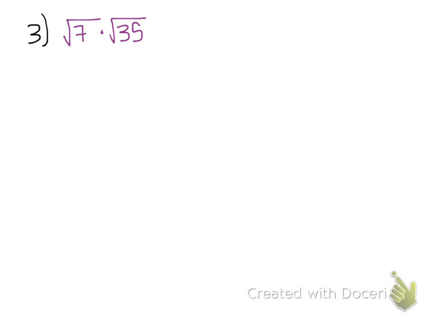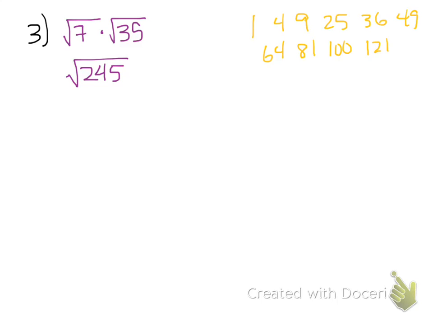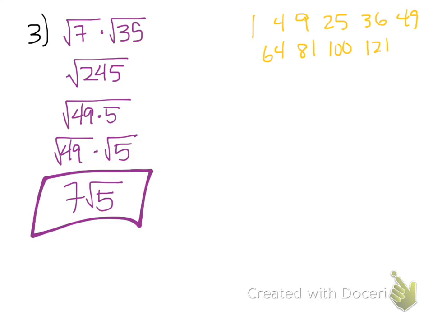Continuing on with a couple more examples, the square root of 7 times the square root of 35. Neither of those has a perfect square factor in it, but I could multiply them together and get the square root of 245. Now if I look at my list of perfect squares, 121 doesn't divide evenly into 245, nor does 100, nor 81, nor 64. If you can't do this in your head, you can find these by putting it in your calculator. But you'll see that 49 divides evenly into 245, and it's 49 times 5, which I can then break up. The square root of 49 is 7, and I'm left with also the square root of 5.